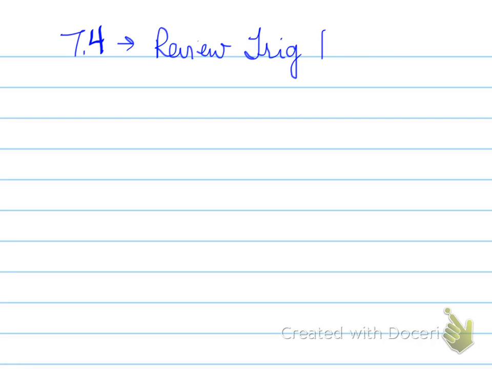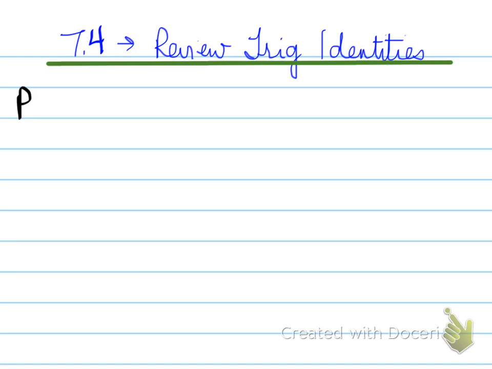All right, 7.4, reviewing trig identities. Normally what I call this is 7.0. The reason why is we want to really review the trig identities before we go into the different other identities that you're going to learn in this particular unit. So we're going to review the identities you learned in grade 11.